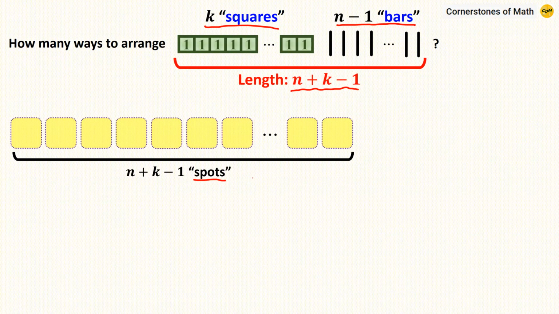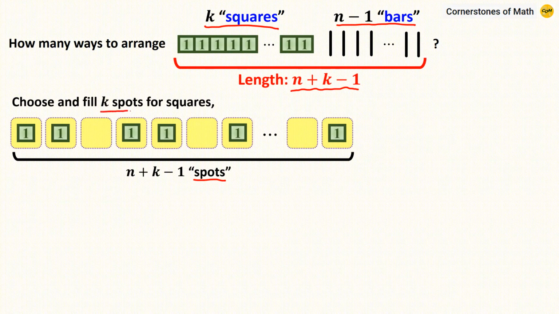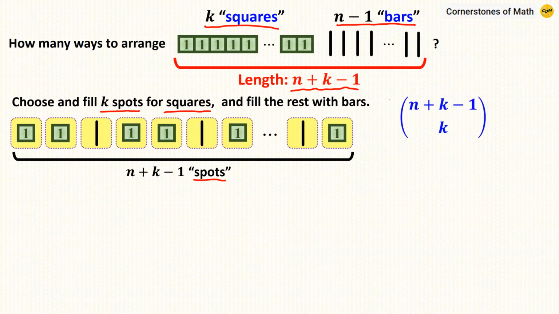Now, the process of arranging squares and bars can be done like this. First, we choose k spots and fill them with squares. And for whatever spots are not filled with a square, we fill them with bars. So the number of cases is given as n plus k minus 1 choose k, choosing k different spots from n plus k minus 1 different spots.